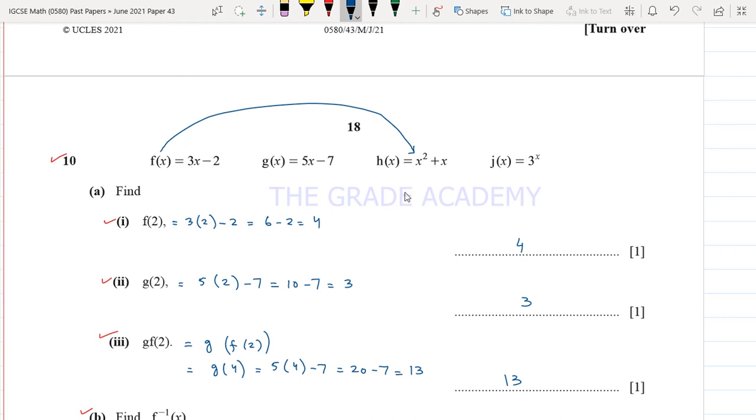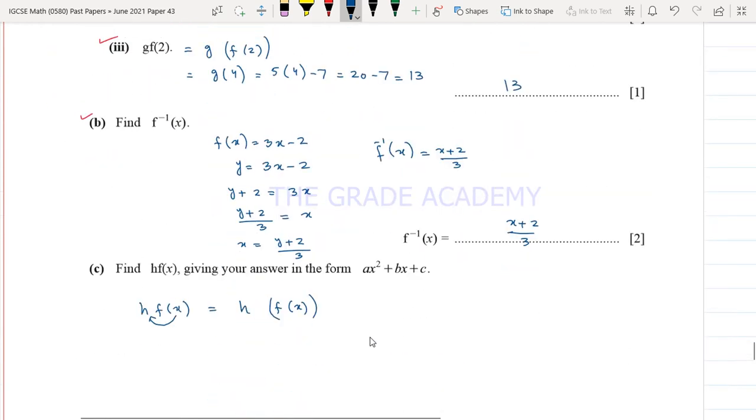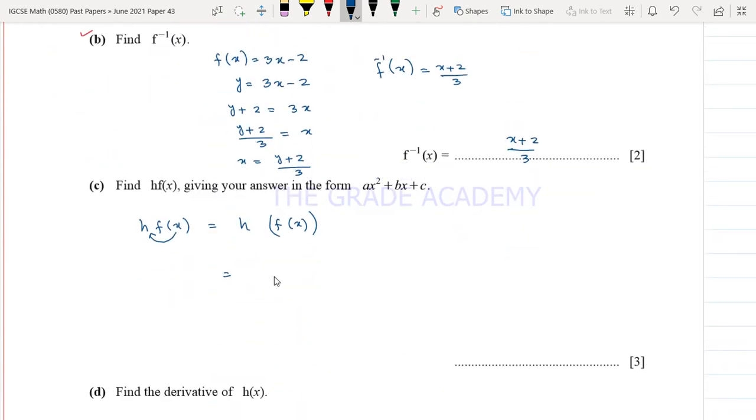So h of x is equal to x squared plus x. So this will be equal to 3x minus 2 squared plus 3x minus 2. Since h of x is equal to x squared plus x, if we put the value 3x minus 2 over here, we get 3x minus 2 whole squared plus 3x minus 2.